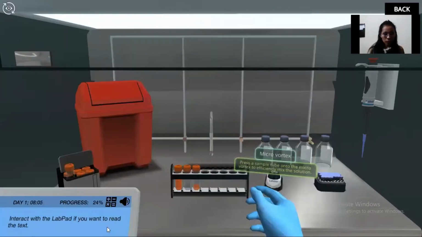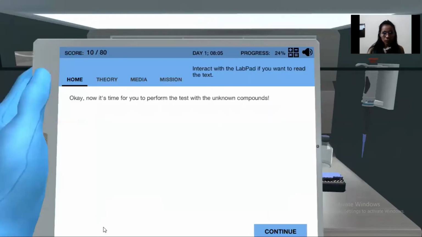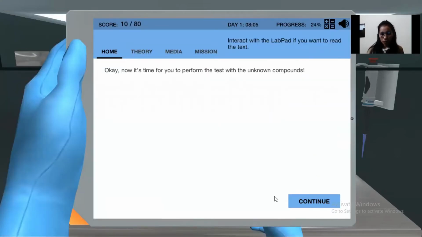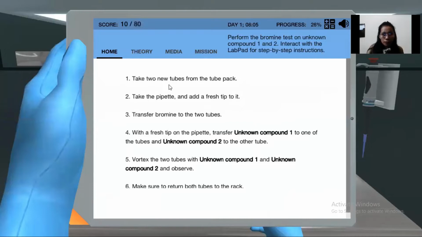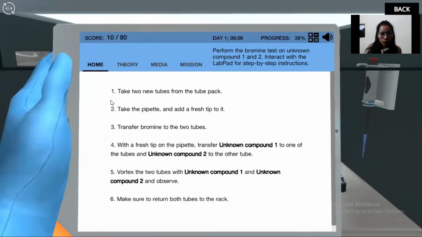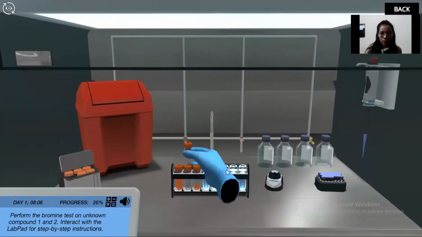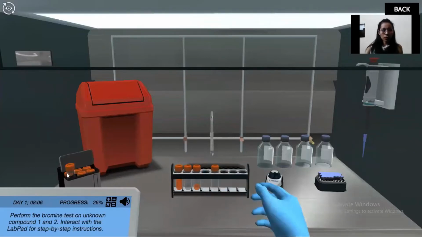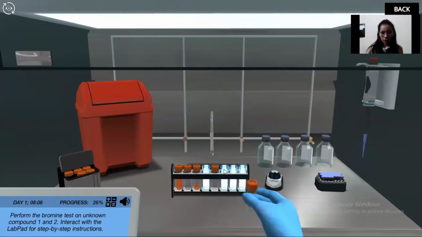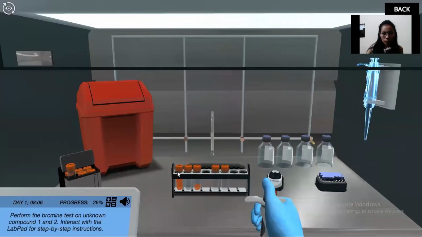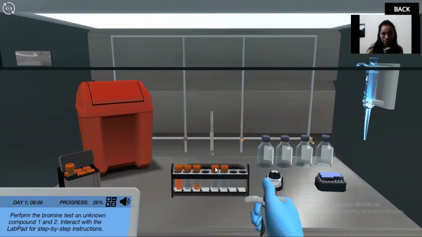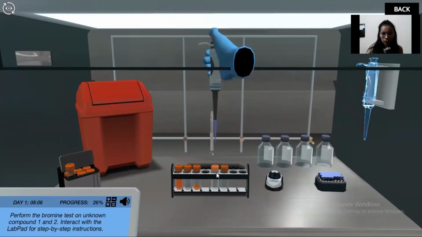Now it's time for you to perform the test with the unknown compounds. Perform the bromine test on unknown compound 1 and 2. Interact with the lab pad for step-by-step instructions. Click on the lab pad for more information.